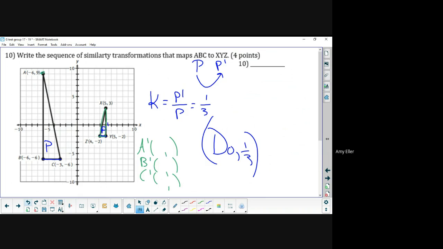So this point, multiply every X and every Y by 1/3. -2, 2. And I'm going to plot those. There we go. That's where that figure ends up.